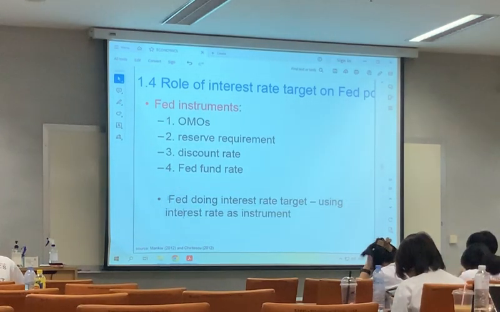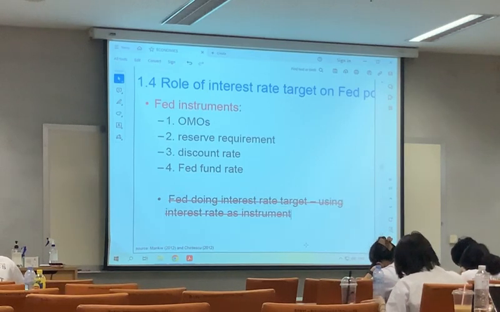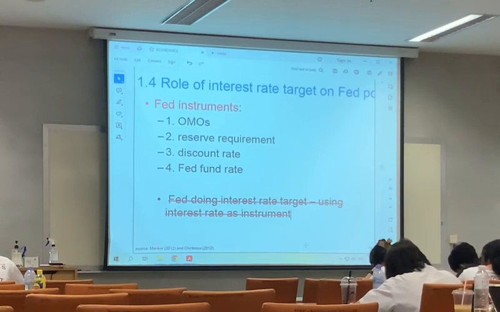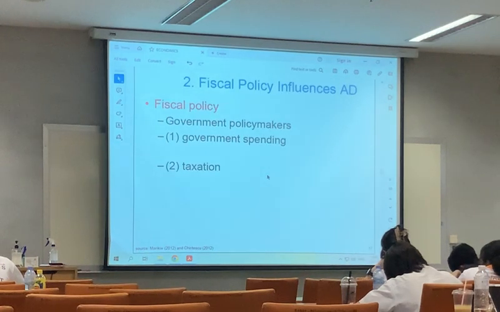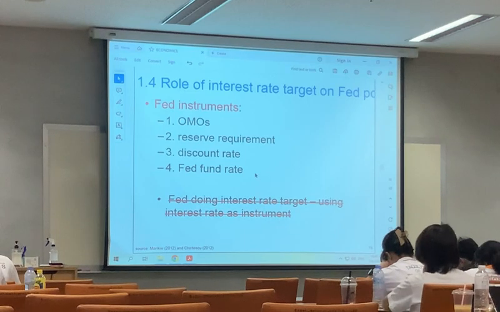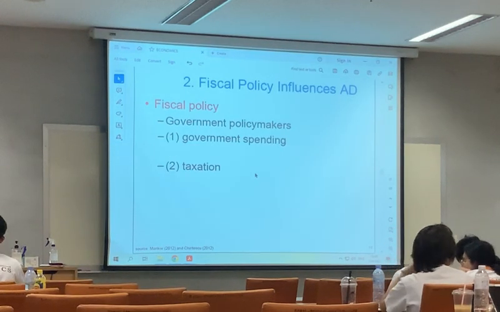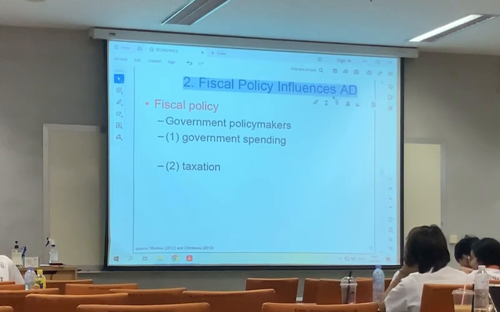So I just cut this thing out because I need to learn. So just emphasizing again, and finish. Okay, so we move to, I think, more or less the middle section of this chapter. Now, we go to the fiscal policies that influence AD.